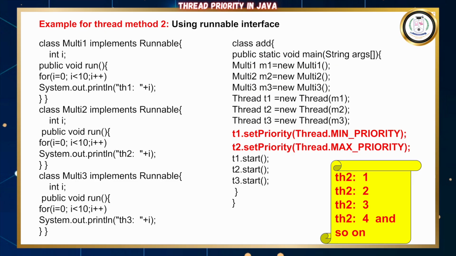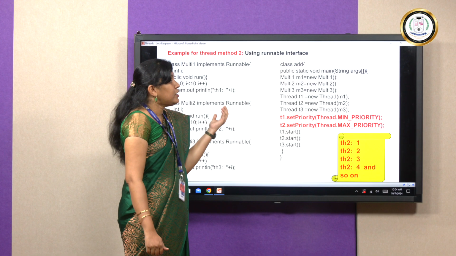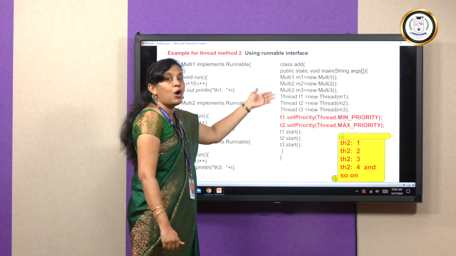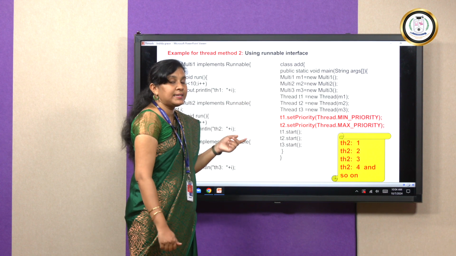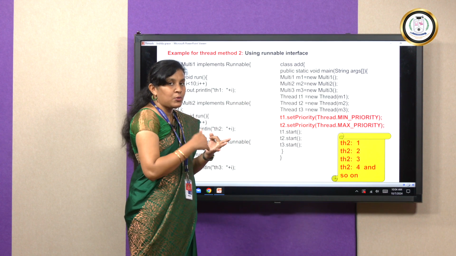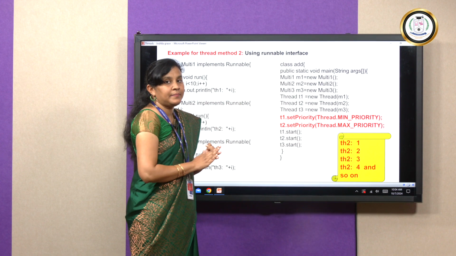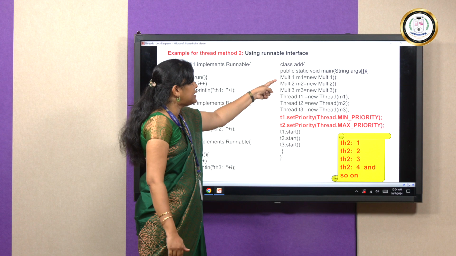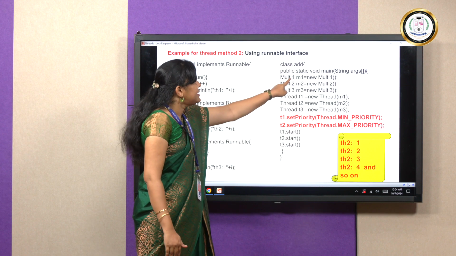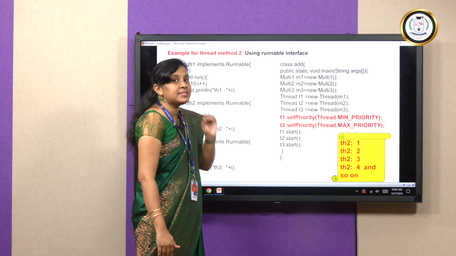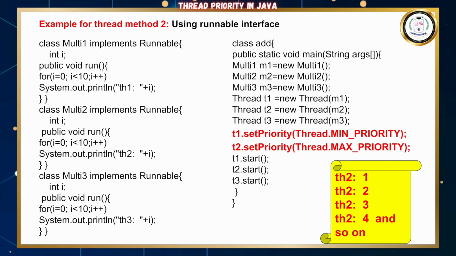When we move on to the main function, since we are using the implements Runnable interface, we will have 6 objects being created. What are the 6 objects? 3 objects we create for our own classes and 3 objects for the predefined class Thread. For our own classes Multi1, Multi2, Multi3, I have created m1, m2 and m3. Then, for the predefined class Thread, I am creating 3 objects as t1, t2 and t3.